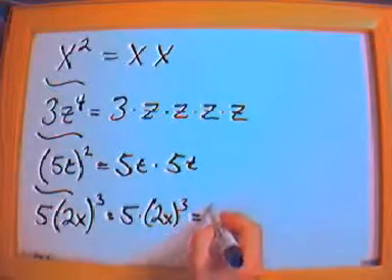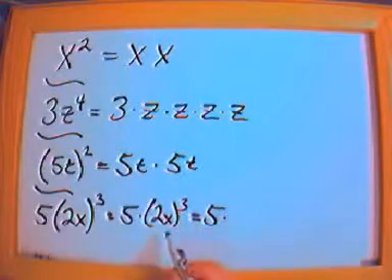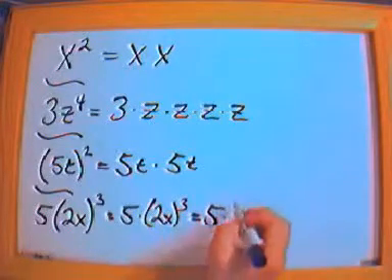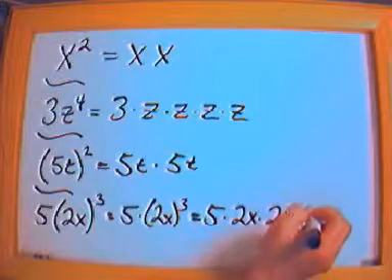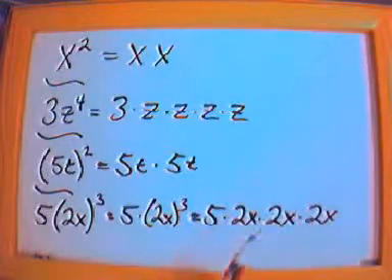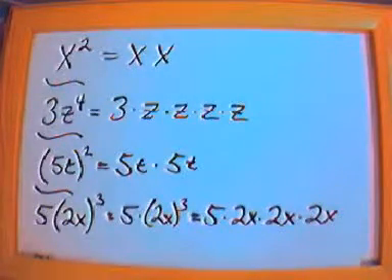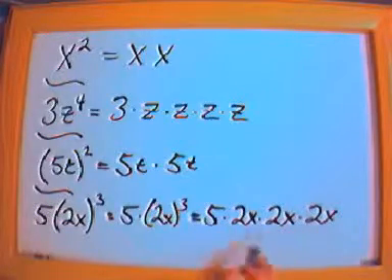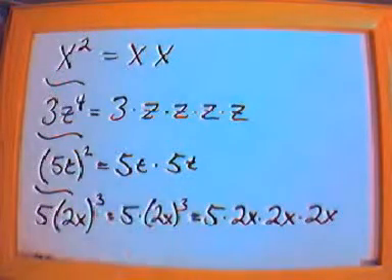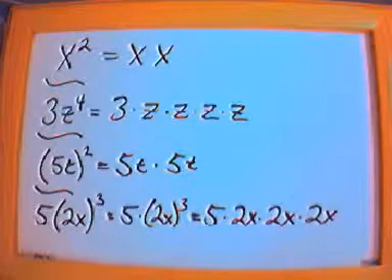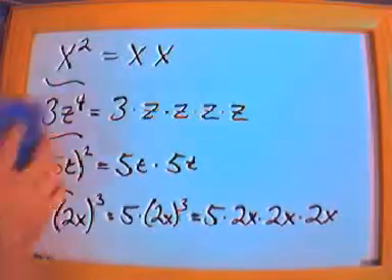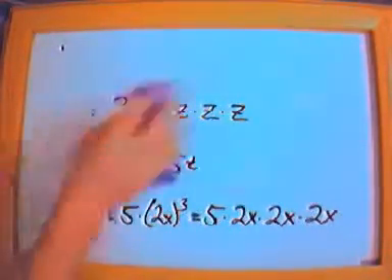Now if I want to expand this, I'm going to carry my 5 through, and I'm going to have 2x times 2x times 2x. And that's going to be the answer. These are all the factors involved in this term: 5, 2x, 2x, and 2x. And that's how you expand that out. And that's what this is really representing. Okay, let's move on.